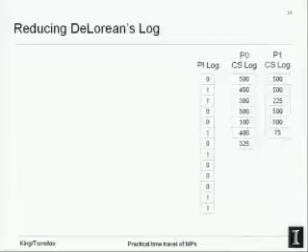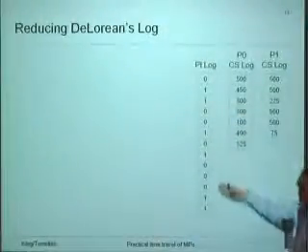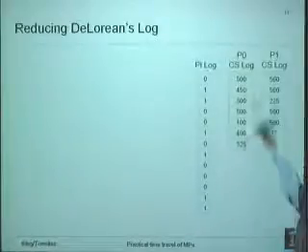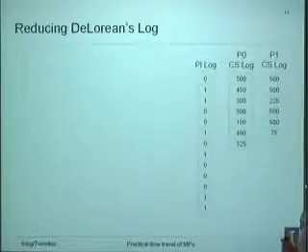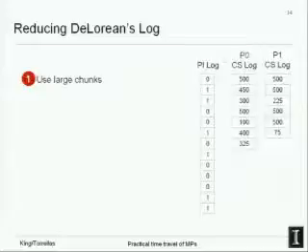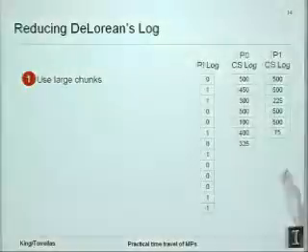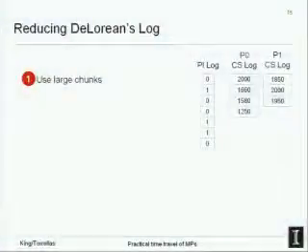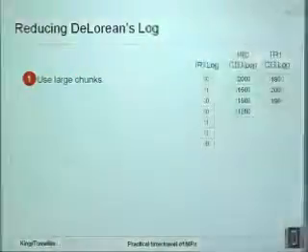Now, how do we reduce the size of the log? Very simple. Suppose I have two threads only. This is the history of the processor ID that committed, and this is the history of the chunk size. First thing I can do is use large chunks. The larger the chunks, the shorter the log. So I use, say, close to 2,000 instructions, and this gets shorter.